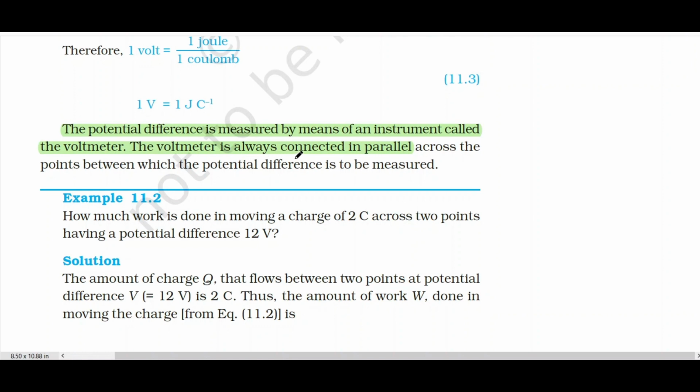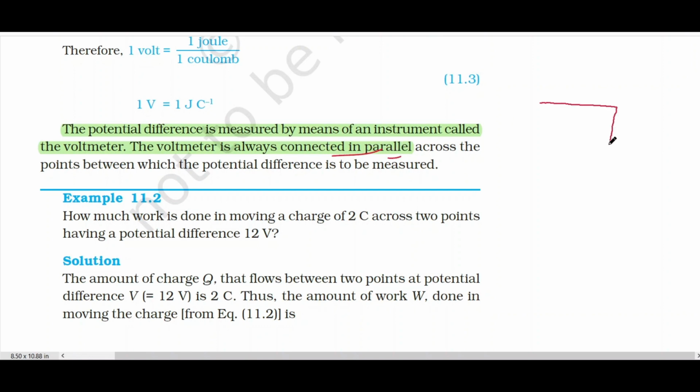The voltmeter is always connected in parallel across the points between which the potential difference is to be measured. तो हमने पहले एक टर्म पढ़ी थी connected in series अमीटर के लिए, लेकिन वोल्ट मीटर के लिए हम क्या देख रहे हैं? इट्स कनेक्टेड इन पैरेलल.